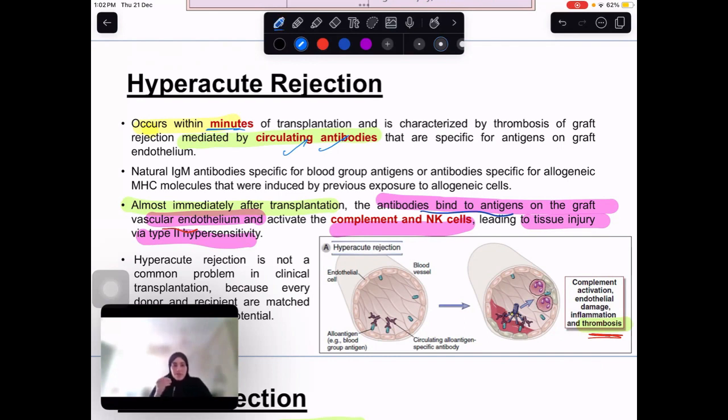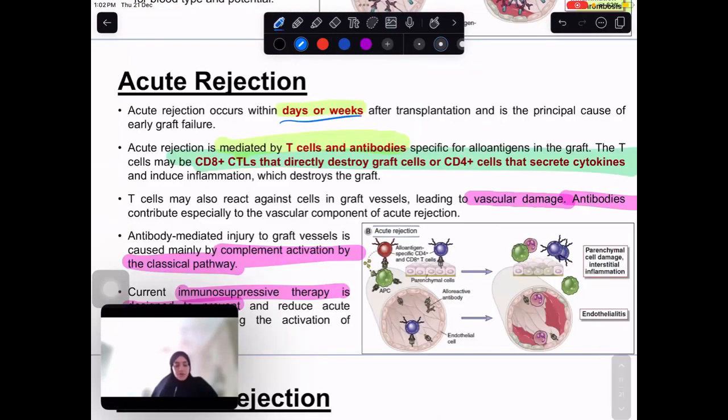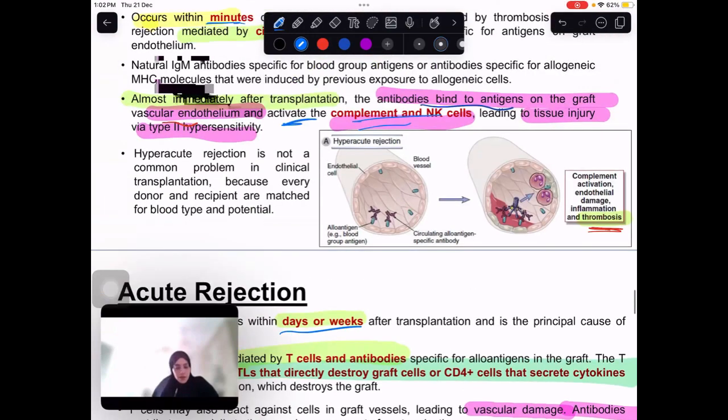Remember that there's going to be inflammation, and then the antibodies, once they bind, are going to be activating the complement and natural killer cells, right? And the acute rejection is days or weeks. So hyperacute was what, hours, minutes? The acute is days or weeks.